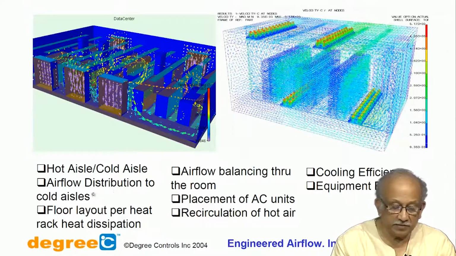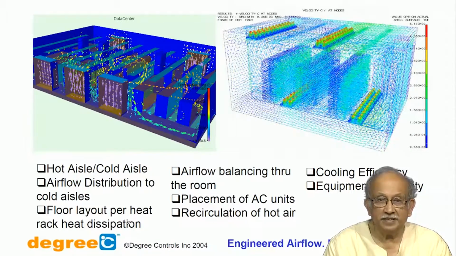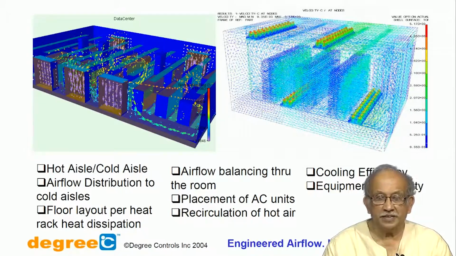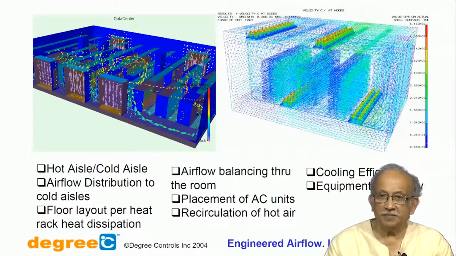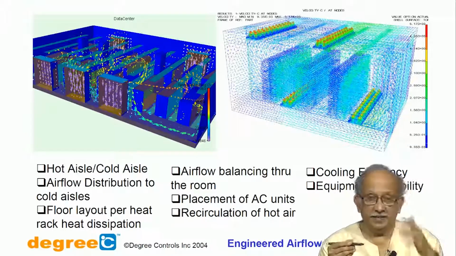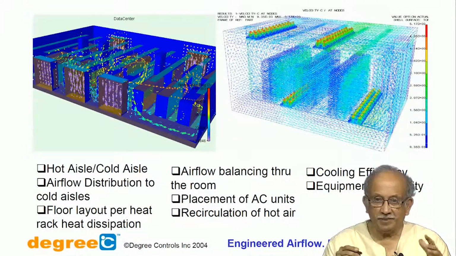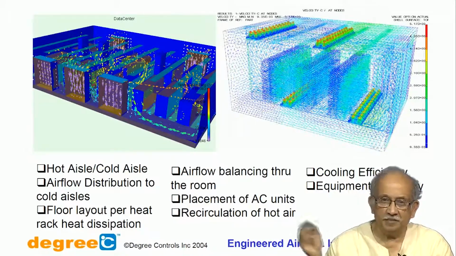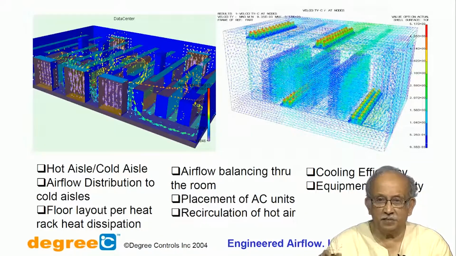And we have airflow distribution to the cold aisles, floor layout per rack heat dissipation. So, heat per rack, what I call heat dissipation, floor layout itself, how do you space them, and wherever you have communication equipment and such equipment, the amount of cabling and wiring is very high. You cannot imagine how big it is. If I get a chance, I will try to take a picture from our own. We are a very small place.